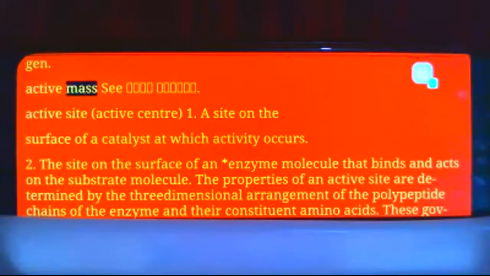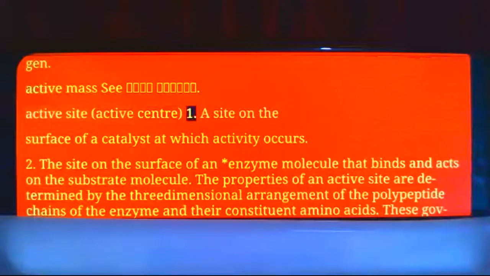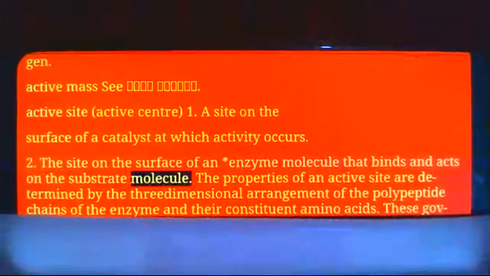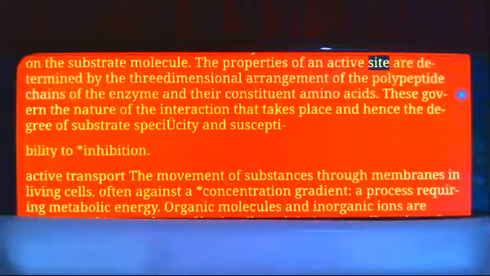Active mass: see mass action. Active site, or active center: 1. A site on the surface of a catalyst at which activity occurs. 2. The site on the surface of an enzyme molecule that binds and acts on the substrate molecule. The properties of an active site are determined by the three-dimensional arrangement of the polypeptide chains of the enzyme and their constituent amino acids. These govern the nature of the interaction that takes place and hence the degree of substrate specificity and susceptibility to inhibition.